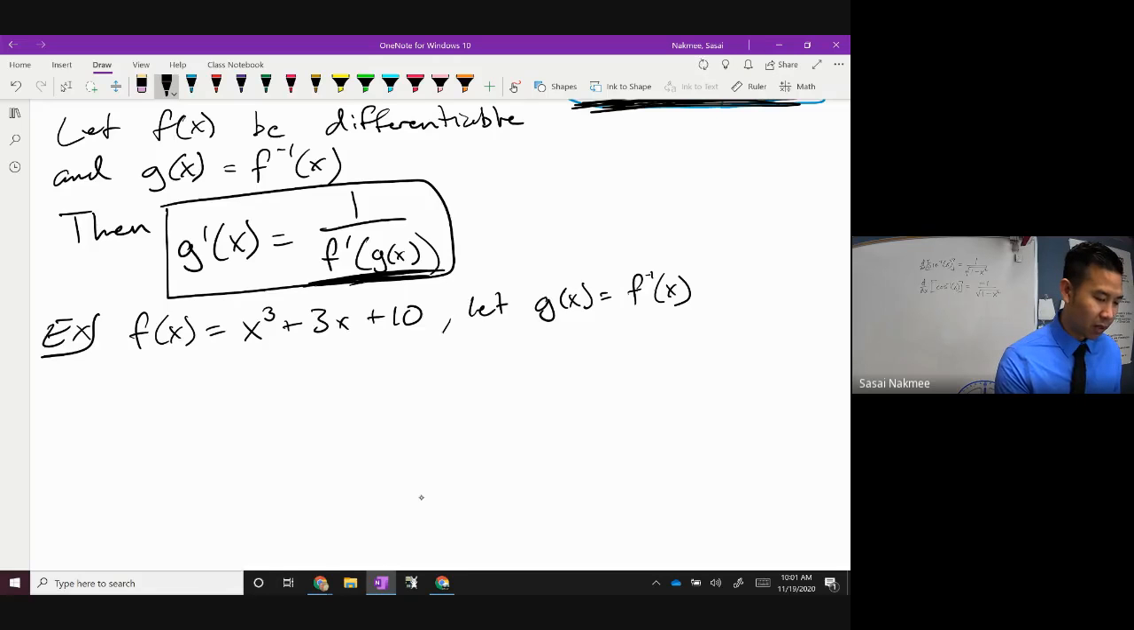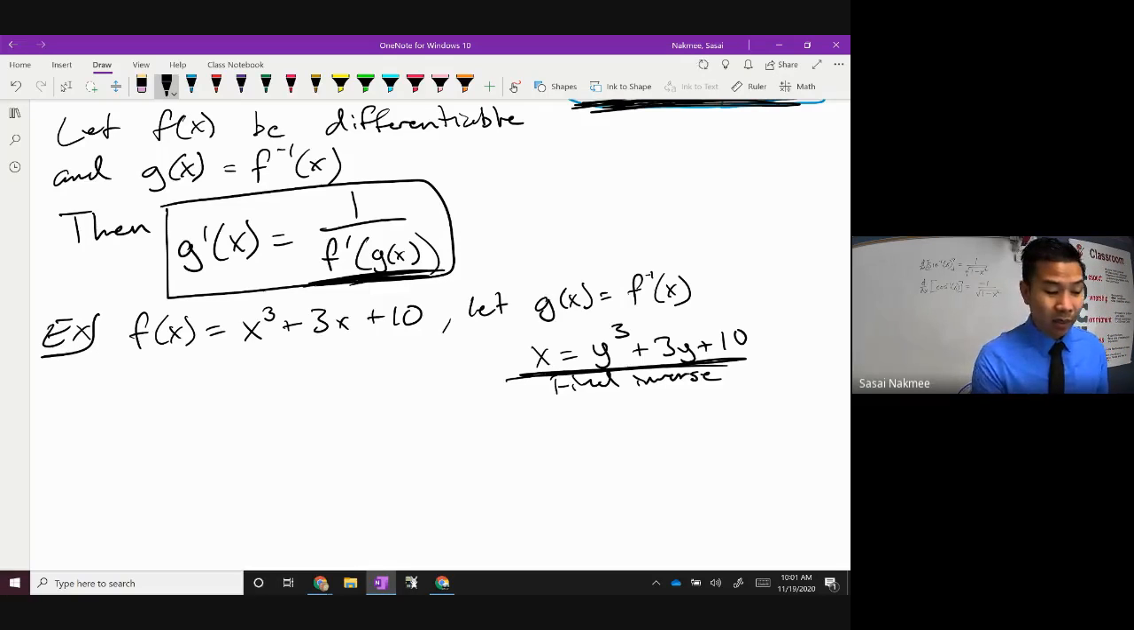Remember earlier I showed you guys, what you need to do is actually switch the x's and the y's with each other. So if I switched it as x is equal to y cubed plus 3y plus 10, would you guys agree that finding the inverse itself would be annoying? You have to solve for y, and I don't know how to solve that cubic, right? Do you guys know how to solve this cubic?